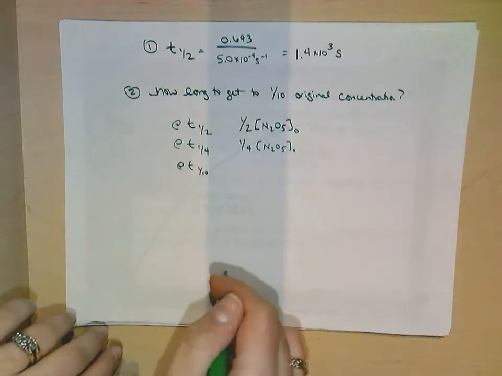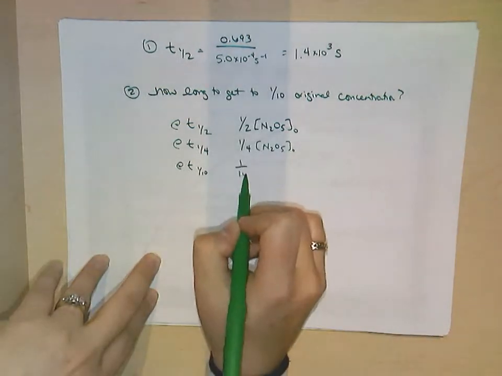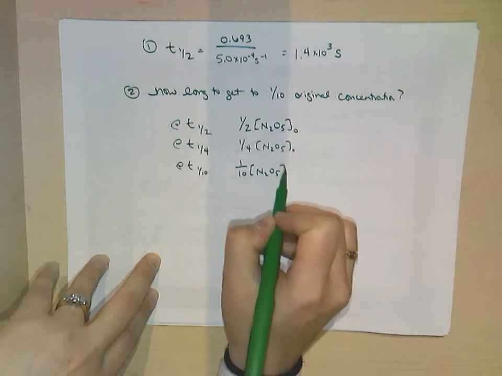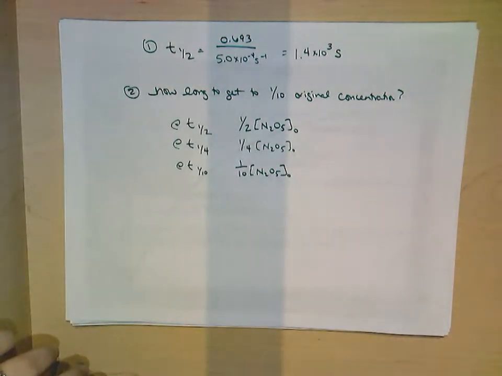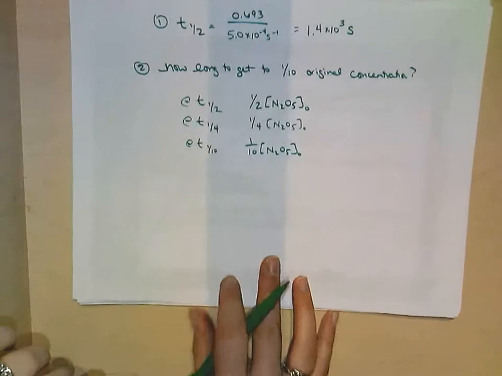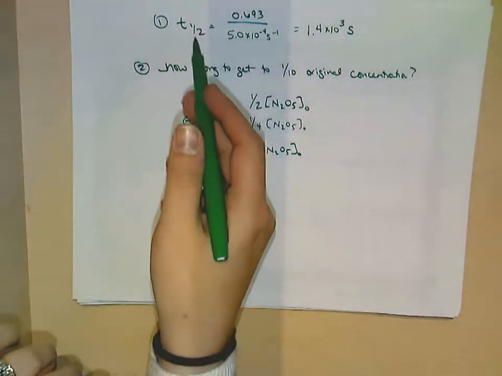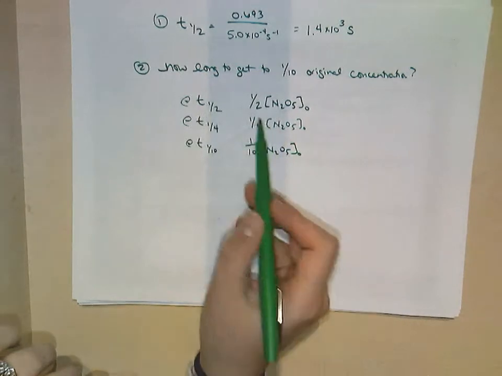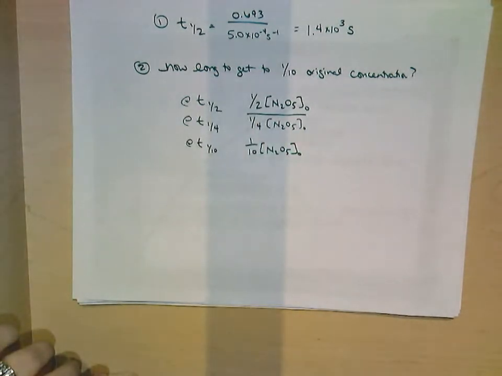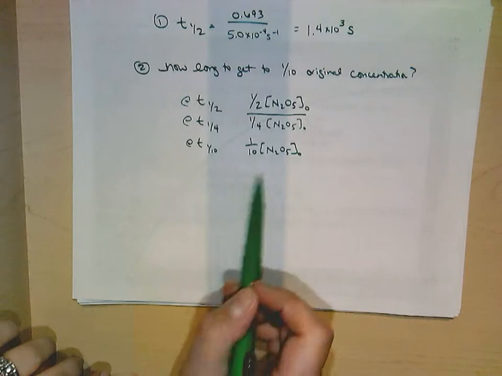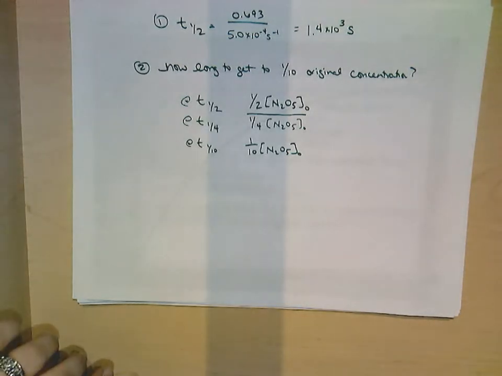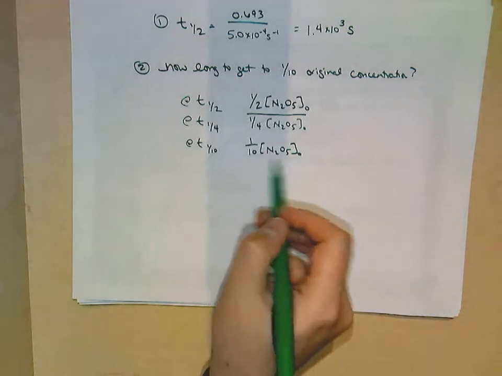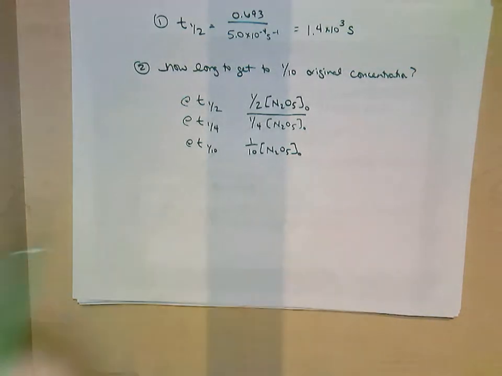Okay. All right, so I'm looking for the 1/10 original concentration. So I can't use my half-life equation, because that's using that. So I have to write a new equation that uses my new concentration. So now I know K, I know the original concentration, and now I know this is the new concentration.